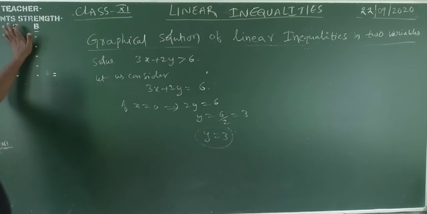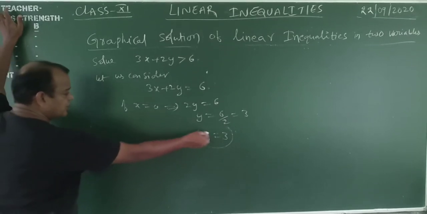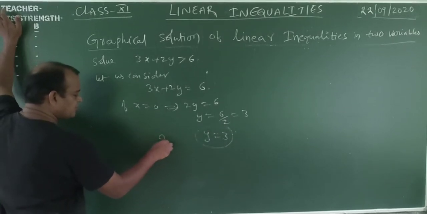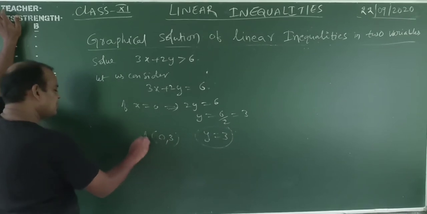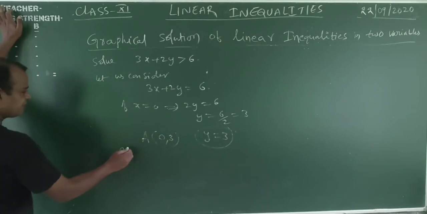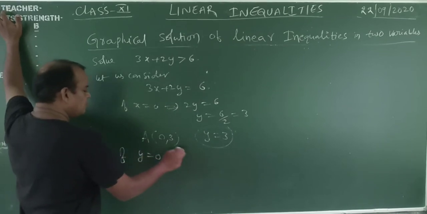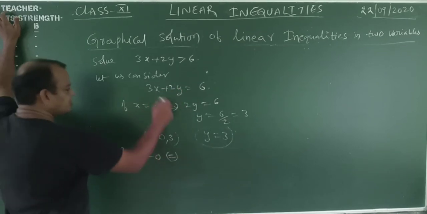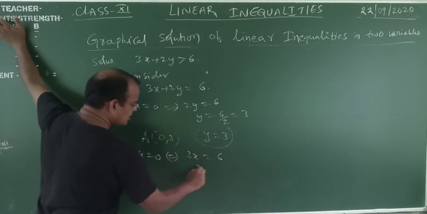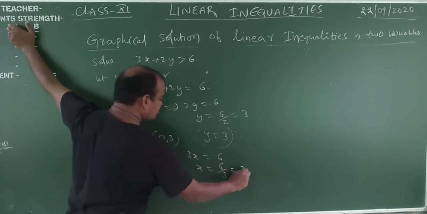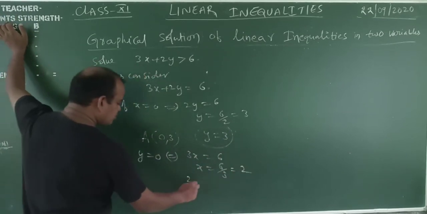I hope that you understood or not? Yes. Now what is the point? X value 0, y value 3 means 0, 3. This is, suppose, A. Next, if y is equal to 0, what happens? Y equal to 0 means this is 0, 3x is equal to 6, x is equal to 6 by 3, that equals 2. So x equals 2, which means the point 2, 0.